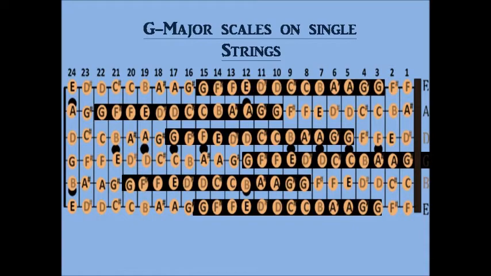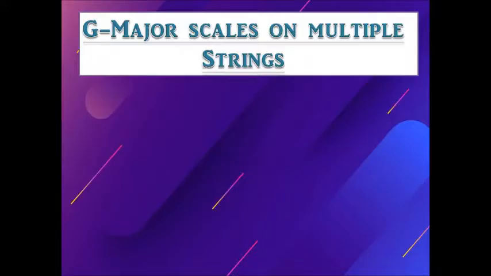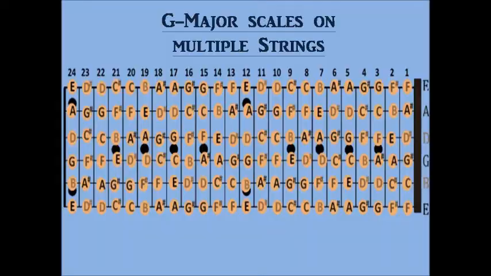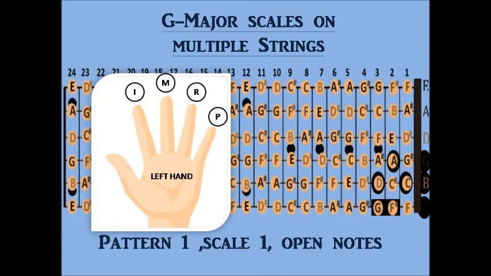Now let's talk about multiple strings. For multiple strings, we have 4 scales but only 3 patterns, because our pattern 2 is the same for scale 4. Now let's start with pattern 1, scale 1 for the G major scale, which comprises some open notes, starting from the open G string, which is the 3rd string. 3rd string open is G.